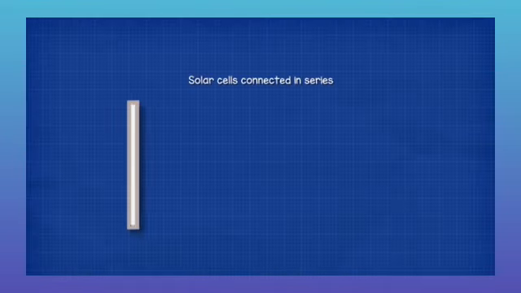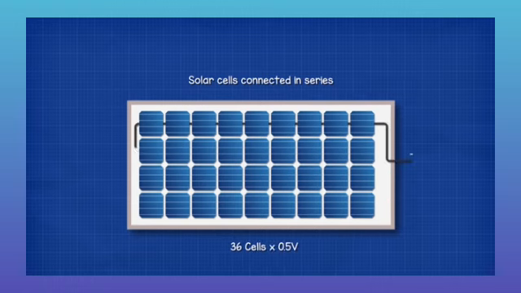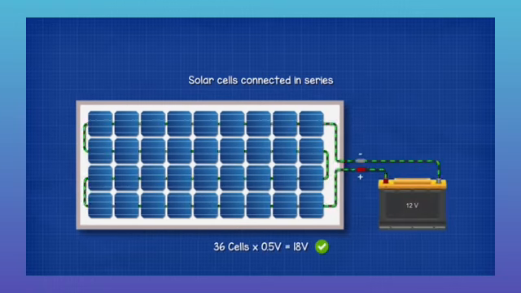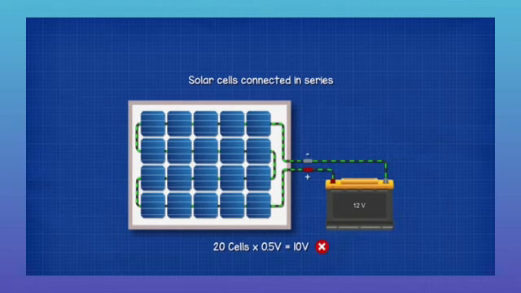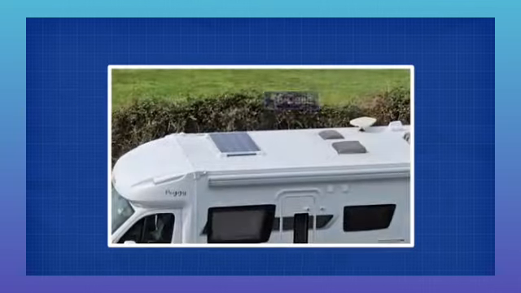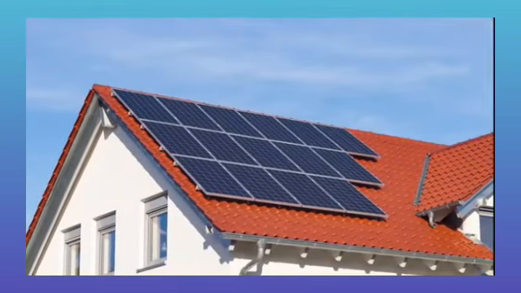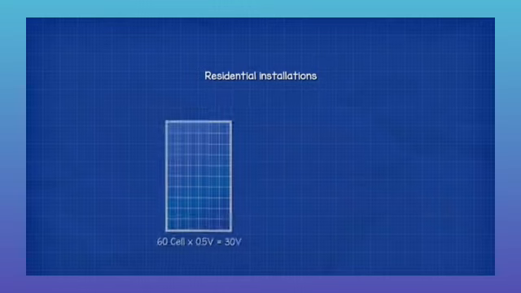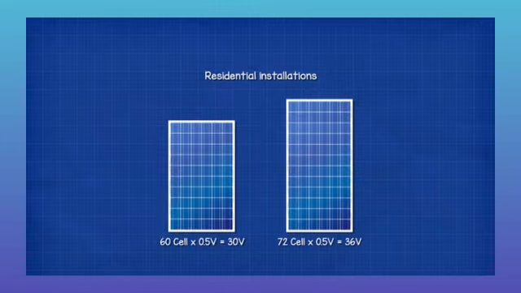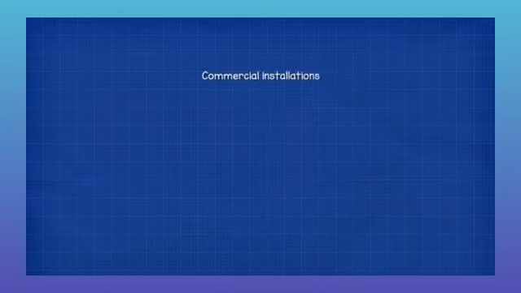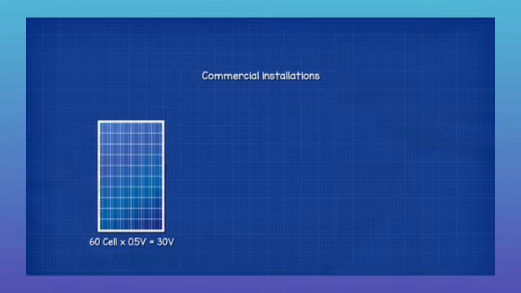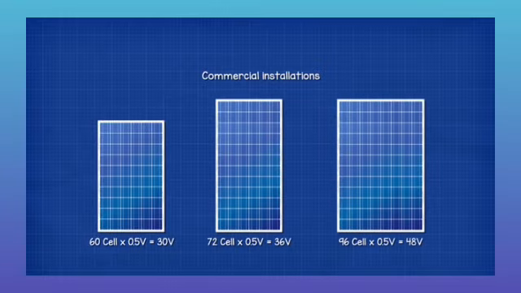Small modules use 36 cells, which produces around 18 to 19.8 volts, perfect for charging a 12-volt battery because we need more voltage than the battery to charge it. So we often find these used for off-grid systems. But most residential installations are grid connected and they use 60 or 72 cell modules. Commercial installations typically use 60, 72 or 96 cell modules.